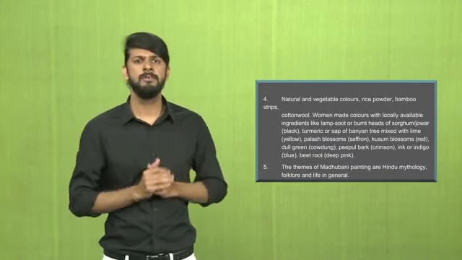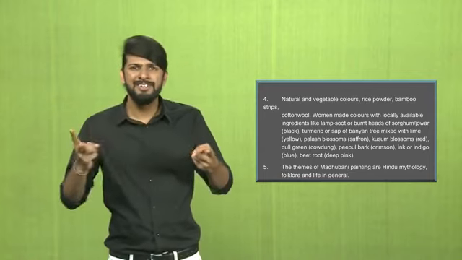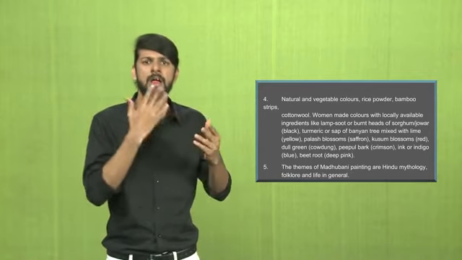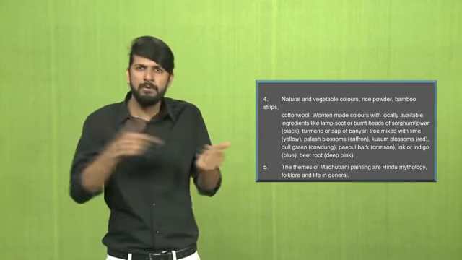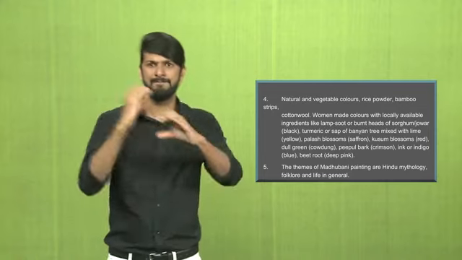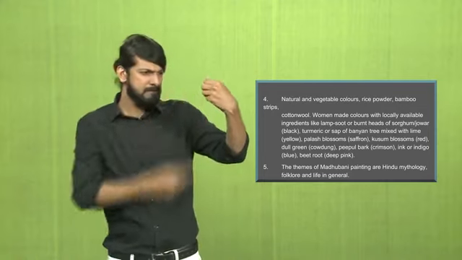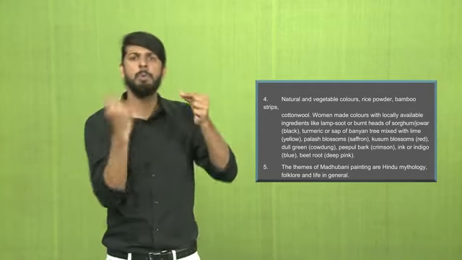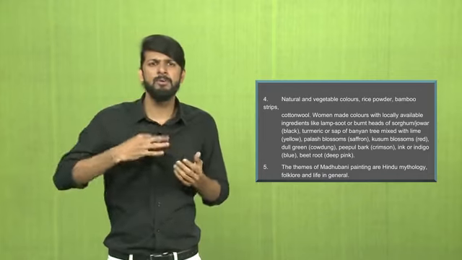What are the materials used for Madhubani painting? So, it is mostly natural and vegetable colors. They have rice powder, they use bamboo strips, along with cotton wool to make a brush.